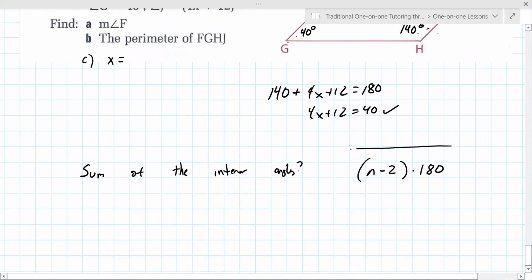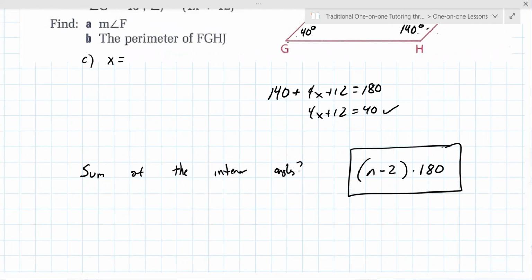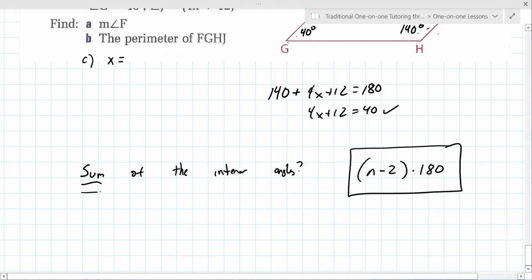This would probably be a good thing to put on your note card because there's no reason to remember that except for this class. Nobody's going to come up to you on the street and say, hey, what's the sum of the interior angles? They might ask you, who's the president of the United States? We should know that. I'm not sure this is something you would need to know, but it is in this class.